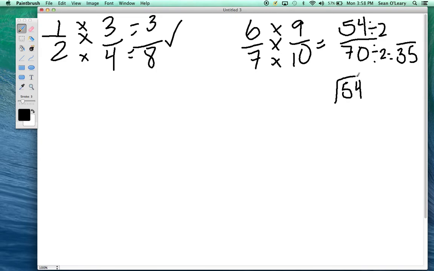But I got to check. Let's do 54 divided by 2. 2 goes into 5 2 times. 2 times 2 is 4. 5 minus 4 is 1. Bring down my 4. 2 goes into 14 7 times. So I know my numerator now is 27/35. So I look at that. Is there any factor that goes into 27 and 35? There's not, so that's my answer.